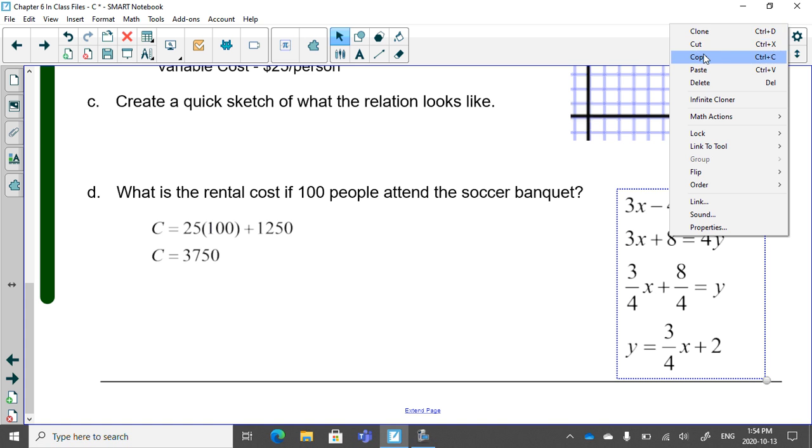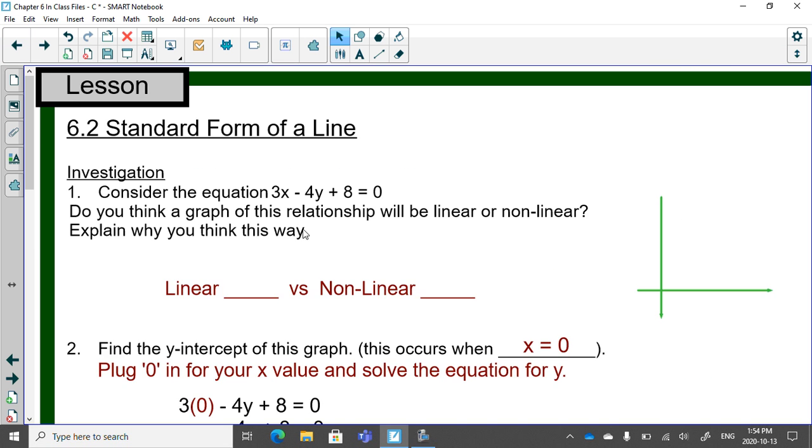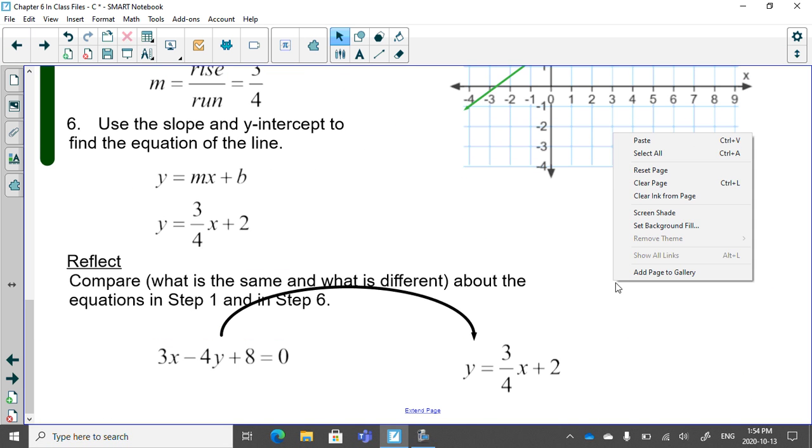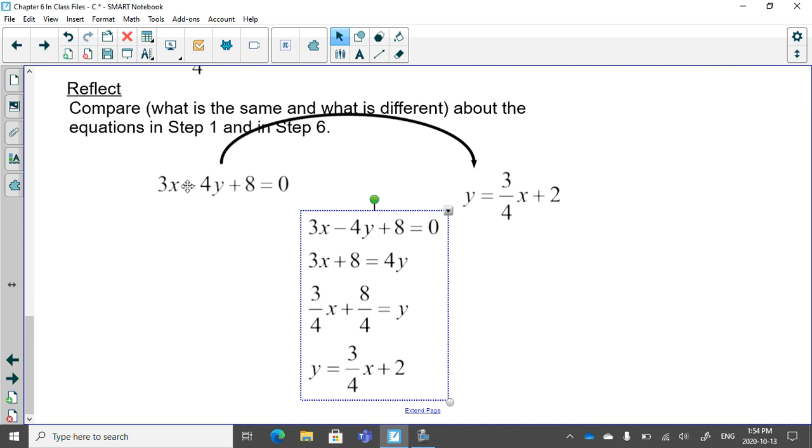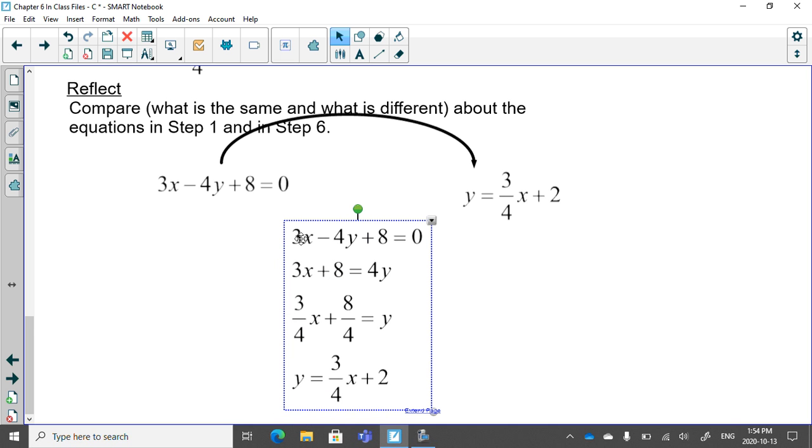And if I were to copy this and go to our investigation and paste this, you see how we went from this to this real quickly instead of doing this whole investigation? Just get the y all by itself. So move the 4y over in this case because it was negative. I made it positive, divide by 4, and then reduce it down. And you now know this standard form of a line, you now know more about it with the slope and the y-intercept. So that's today's lesson.